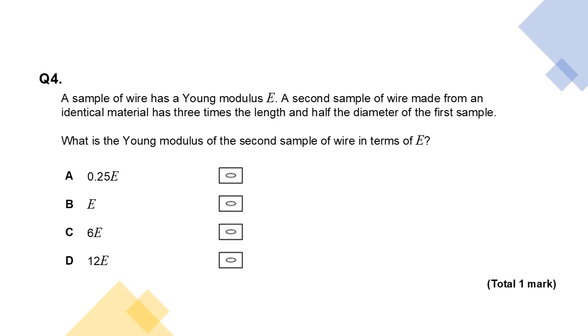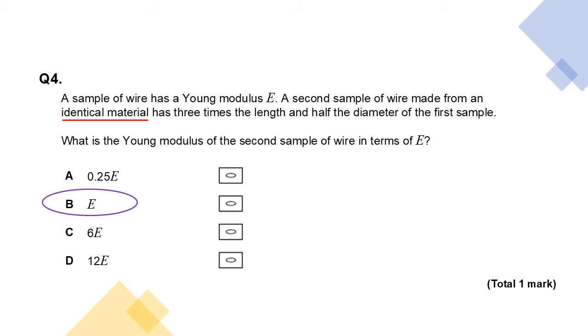Then I read the question carefully again, an advice that I always give my students: read the question carefully. Then I told myself, read the question carefully, and there were 2 key words there. A second sample of wire made from an identical material. So if two wires are made from the same material, whatever difference they have in their length, in their width, it doesn't matter. They will have the same Young modulus. So the answer has to be B.